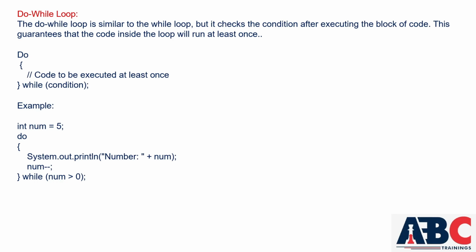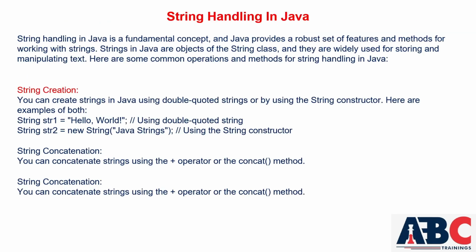Here is an example of do while. int is a data type, num is a variable, assigned the value 5. Then do, then System.out.println prints the numbers, then num minus minus, and the while condition is num greater than 0.